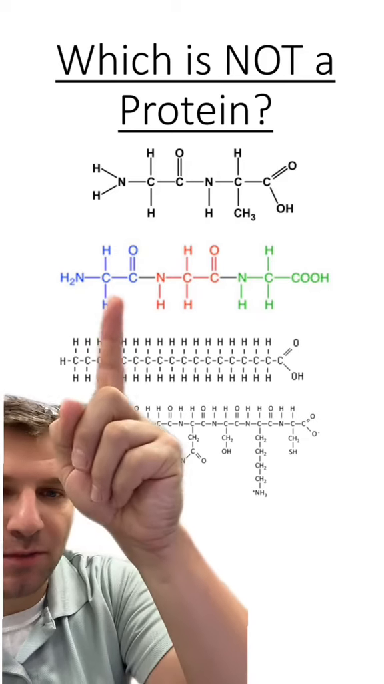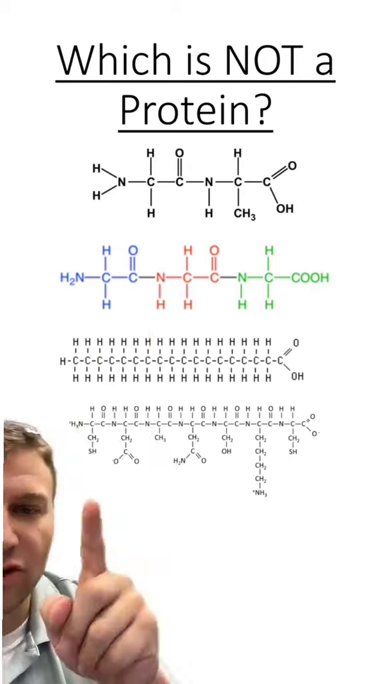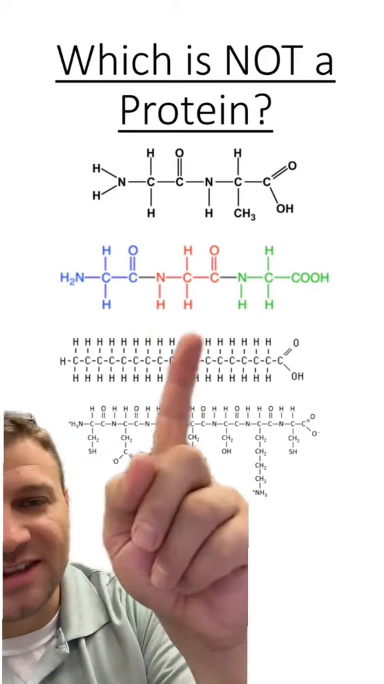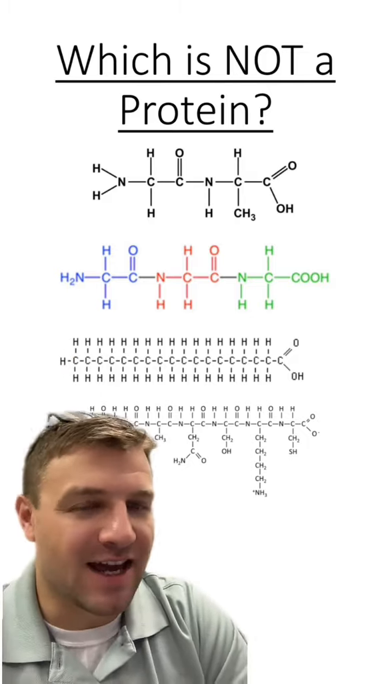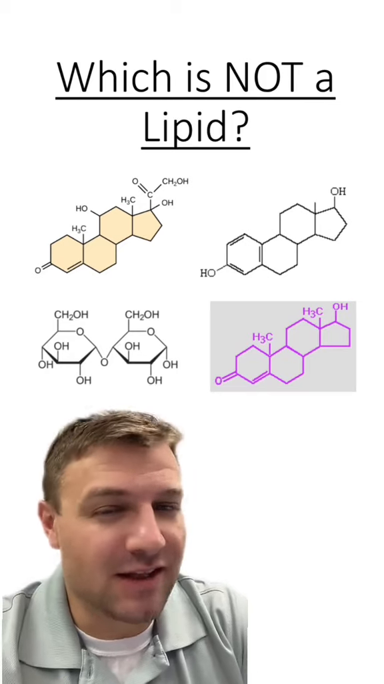You can see each of these proteins have this carbon and nitrogen backbone, as well as a different R group down below. And we just don't see that in this long hydrocarbon chain that's a fatty acid, as well as it's not containing nitrogen. Which of these is not a lipid, specifically a steroid?